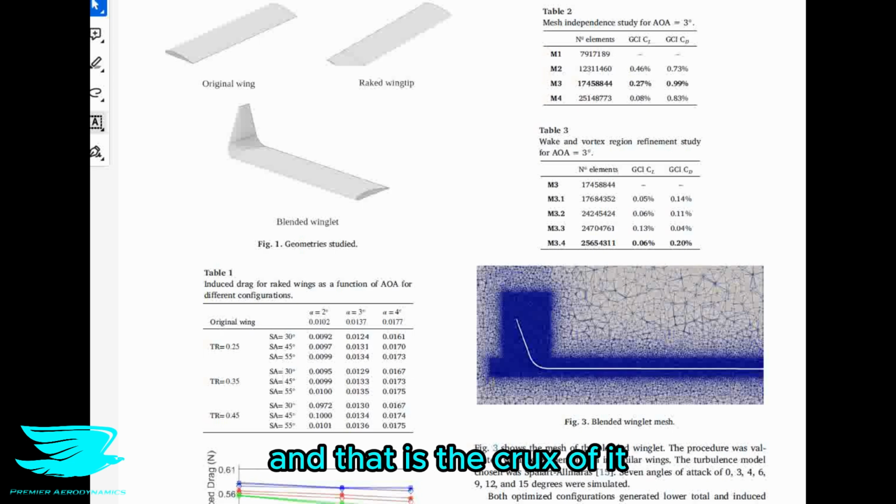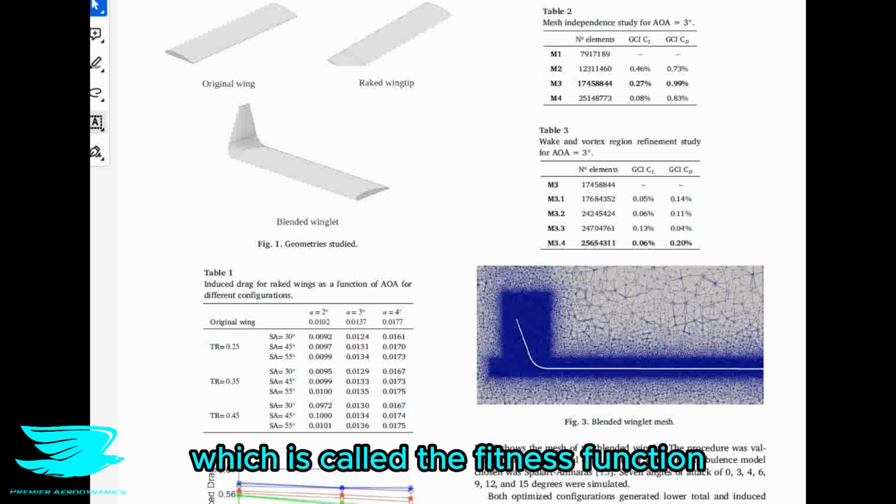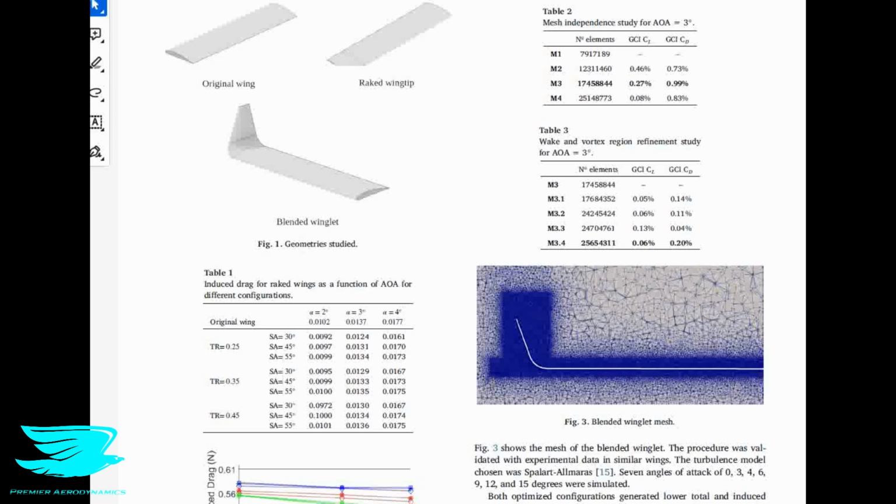And that is the crux of it. So you can change these things to ensure that your solution doesn't converge to one solution prematurely by increasing the chances of mutation or of certain parameters, or by making the grading system you use, which is called the fitness function, prioritize genes that are different on the fly. There's a bunch of things that you can change, but the general crux of it is that simple.